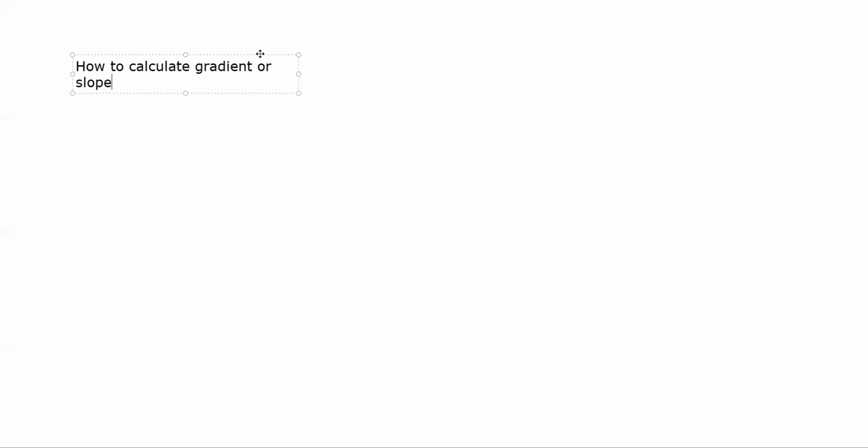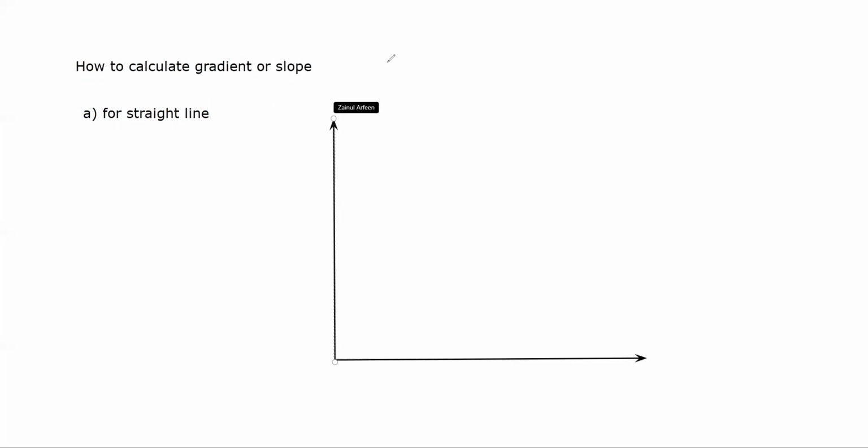If you want to calculate a gradient or a slope, first, for a straight line, how can we calculate the slope? If you have an x-axis and y-axis, the formula to calculate the gradient or slope is y2 minus y1 over x2 minus x1. That is the formula we will use to calculate the gradient.